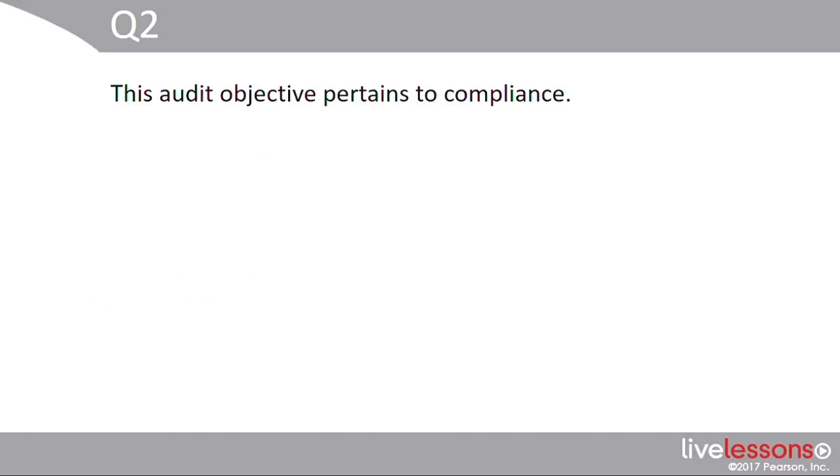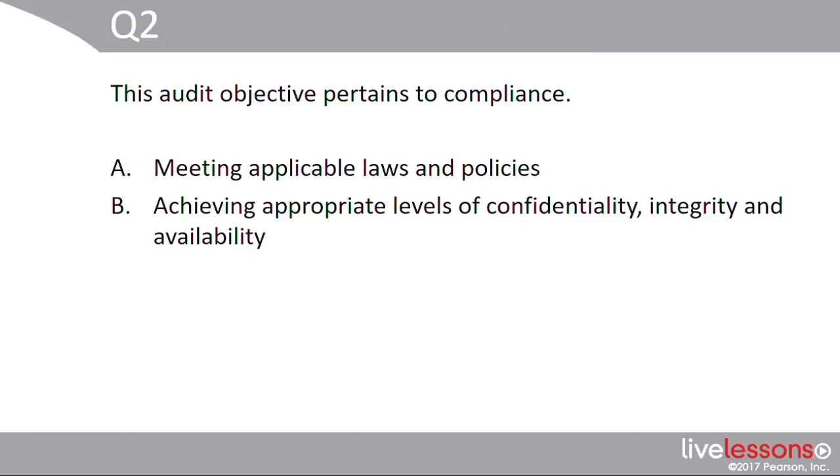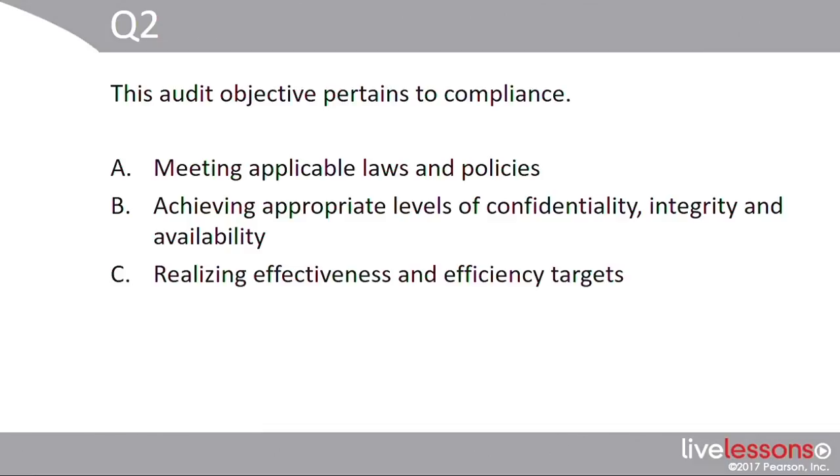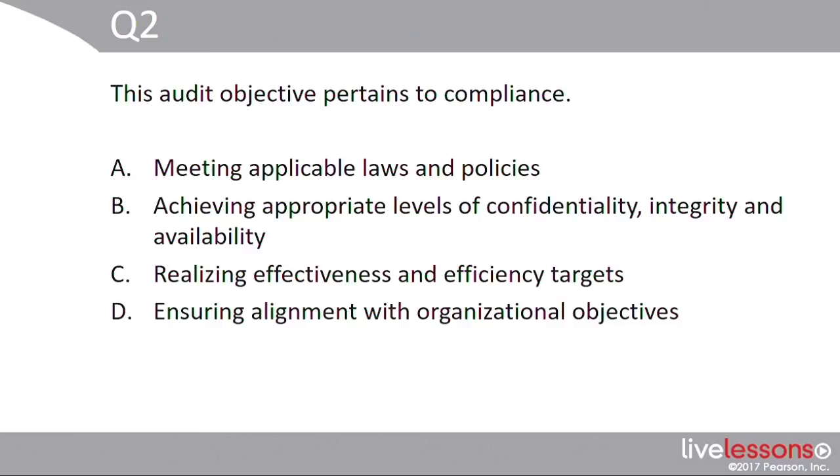So question 2. This audit objective pertains to compliance. Your option answers are A, meeting applicable laws and policies, B, achieving appropriate levels of confidentiality, integrity, and availability, C, realizing effectiveness and efficiency targets, and D, ensuring alignment with organizational objectives. So this audit objective pertains to compliance. Take a second, choose your answer, and then we'll go through it.